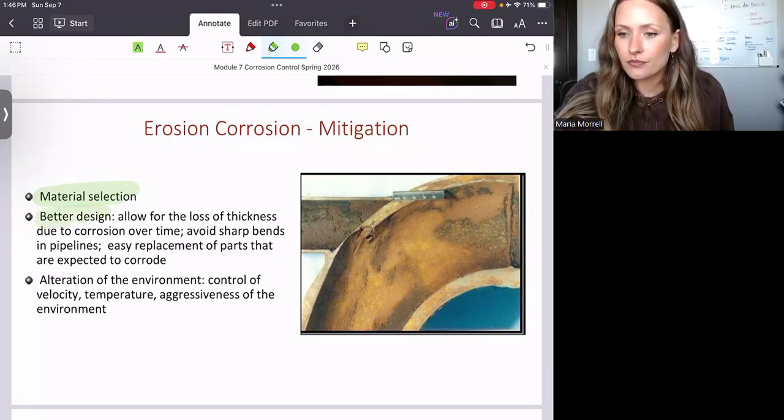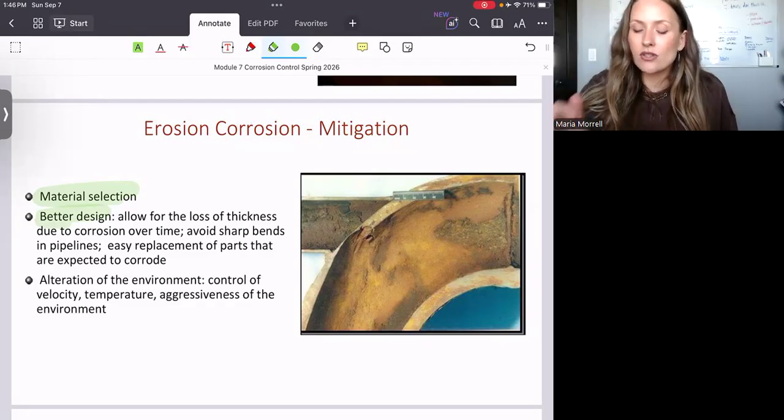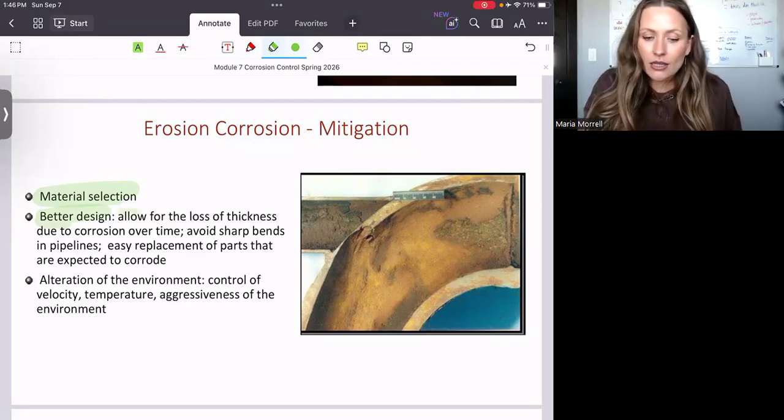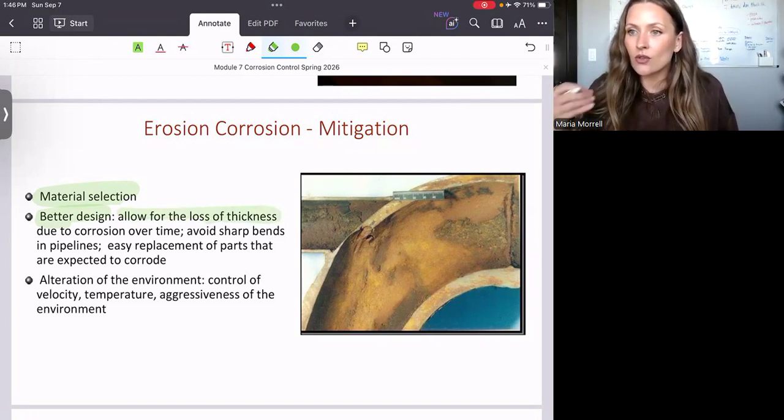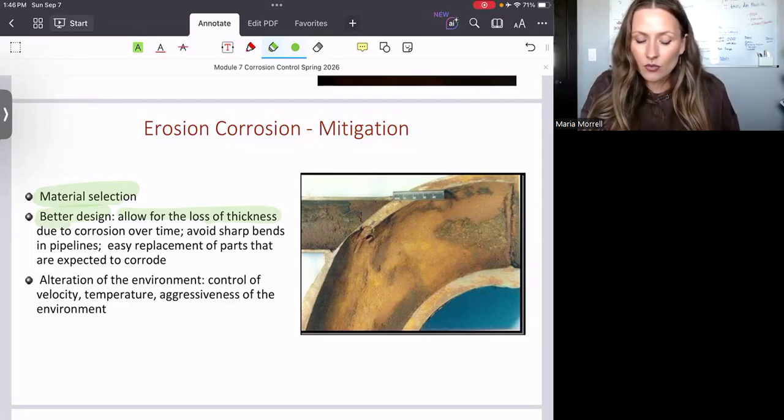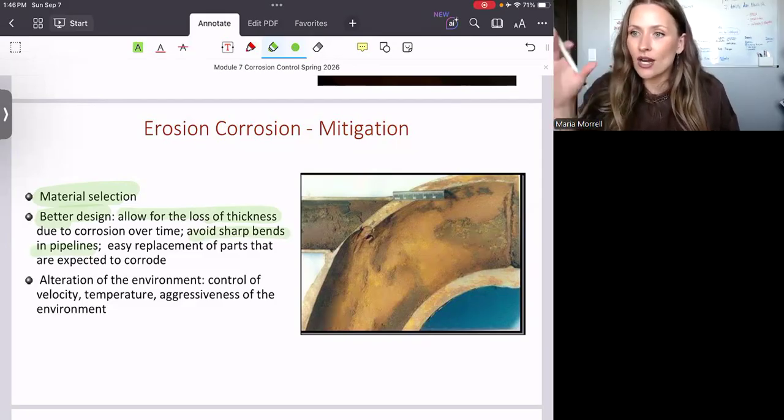What that means is that once you install the piping, right, you need to allow for the loss of thickness, right? Choose something that is thicker that will serve you 10 to 20 to 30 years before you need to change it, right? You also want to avoid sharp bends in pipelines. Hopefully that makes sense. You're avoiding this excessive stress, right, hitting the pipe.